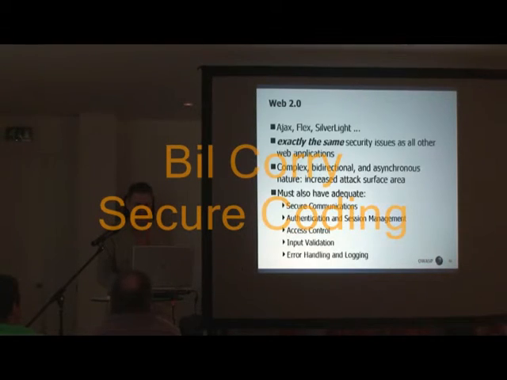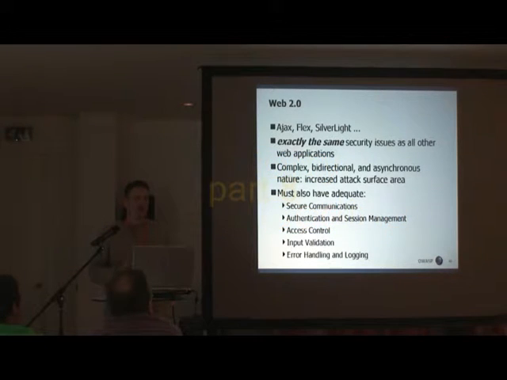One last thing here. Web 2.0, the thing to know about that, it's exactly the same as everything else. There's no new attacks. The only thing to realize with the Web 2.0 application with Ajax, where it sends requests asynchronously, is that it increases your attack surface. So there's some things you have to worry about with it. But in general, it's the exact same thing. You have to have access control and input validation and all the error handling and secure communications. All that still applies. So just keep that in mind.